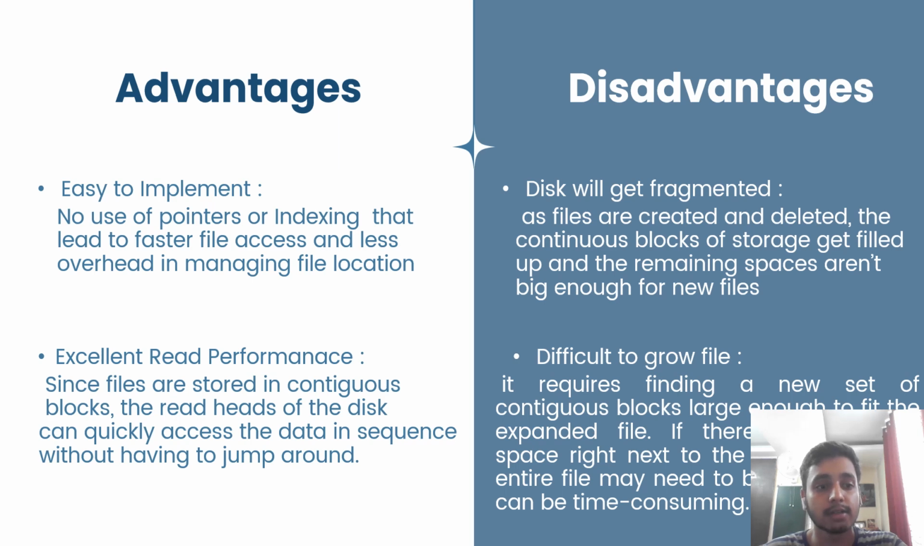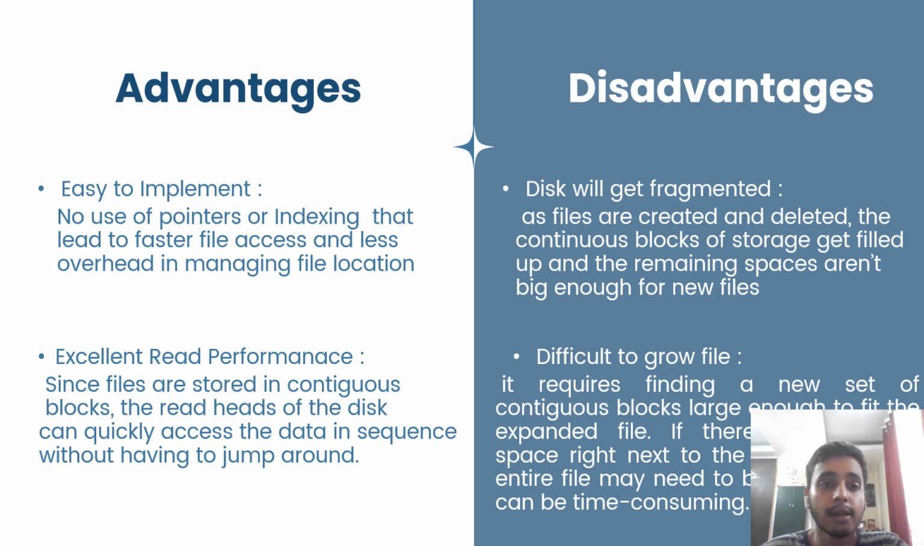The disadvantages of contiguous allocation are: the disk will get fragmented. In simpler words, suppose a file is of 3 KB and the space allotted to it is 5 KB, so the remaining 2 KB will go wasted, as no other file can access that space that is allotted to the previous file. Another disadvantage is the difficulty to grow a file.